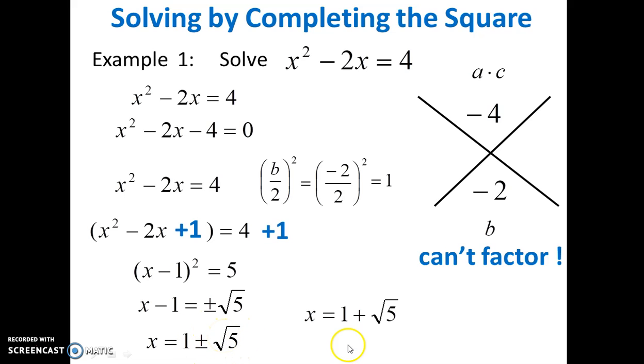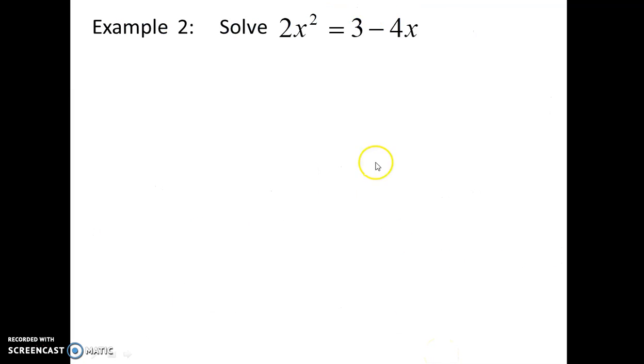I'm going to write them both. x equals 1 plus root of 5, and x equals 1 minus root of 5. Those are two answers. Again, you could use a calculator to get a decimal and make decimal answers of these, but this is okay. Leave it like this. Let's try one more. This example looks like this.